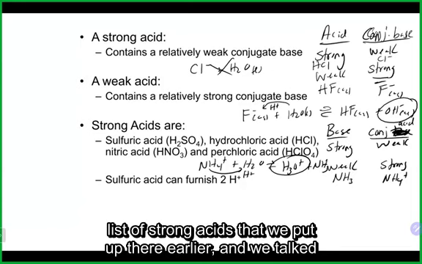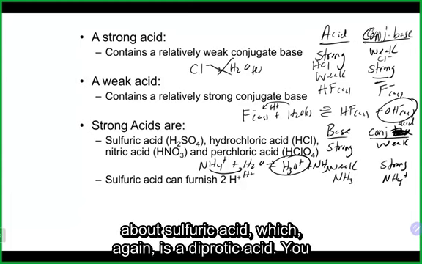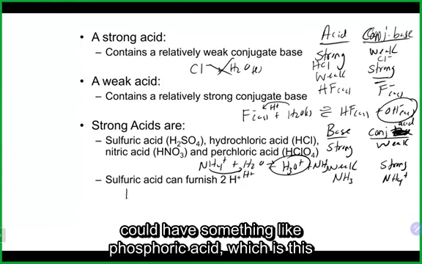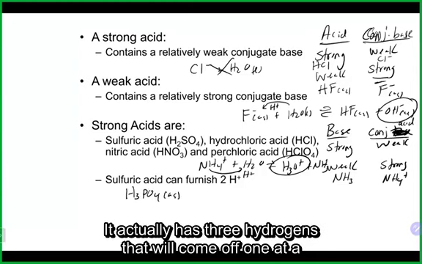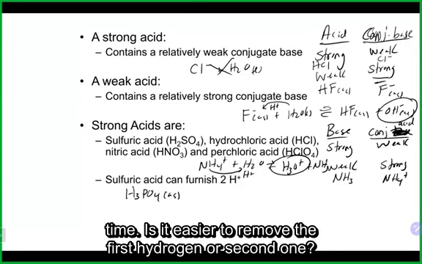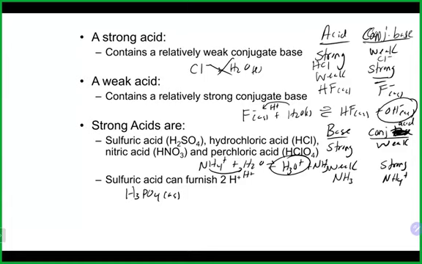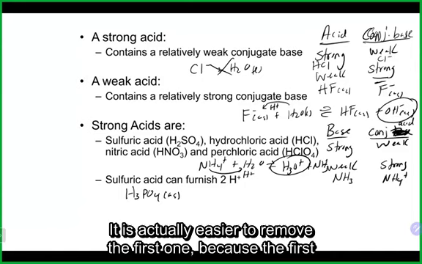Again, our list of strong acids that we put up there earlier, and we talked about sulfuric acid, which is a diprotic acid. You could have something like phosphoric acid, which is this guy. That is what is sometimes referred to as a triprotic acid. It actually has 3 hydrogens that will come off one at a time. Is it easier to remove the first hydrogen or the second one, do you think? It is actually easier to remove the first one because the first one's neutral, right?